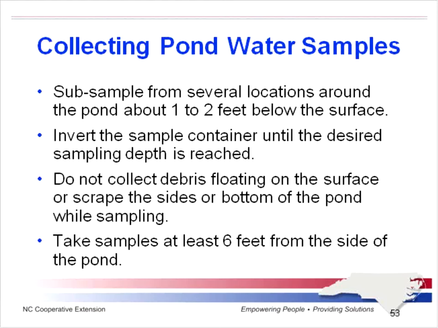When collecting pond water samples, you want to subsample from several locations around the pond. Do it about 1 to 2 feet below the surface of the pond. Invert the sample container until the desired sampling depth is reached, and then open the sample. Don't collect any of the floating debris on the surface, and try not to scrape the sides or bottom of the pond while you're sampling. Take samples at least 6 feet from the side of the pond. The idea there is to collect a representative sample of the actual water that's being used in irrigation.